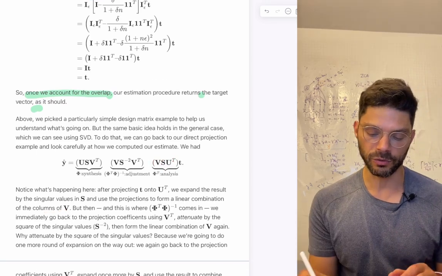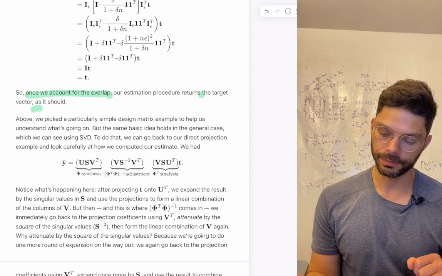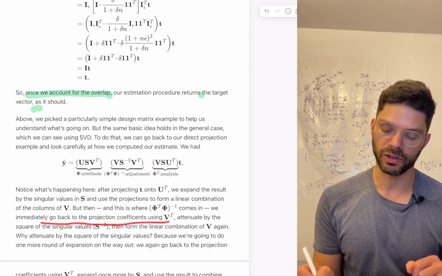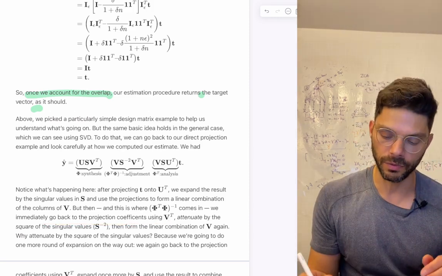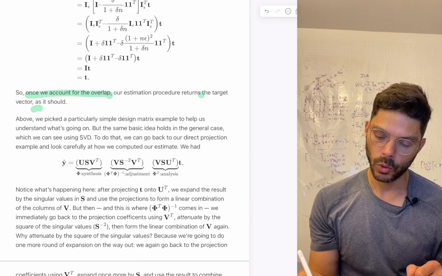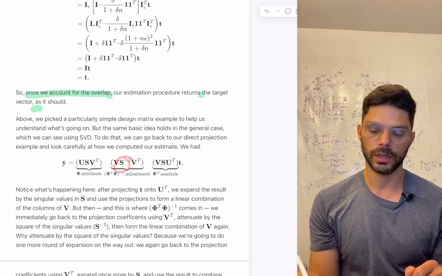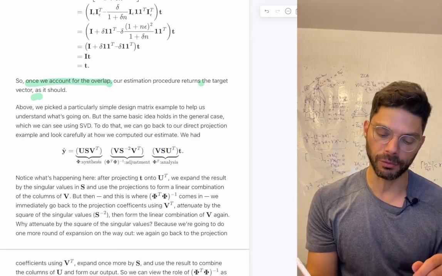But then, and this is where we start getting the adjustment, this is where the phi t phi minus 1 comes in. We immediately go back to the projection coefficient. So we've projected into V, we made a linear combination. Now we just use V transpose to get back the elements of that combination. We undo this scaling that we did, and we kind of undo it twice. So that's why there's kind of a double scaling.